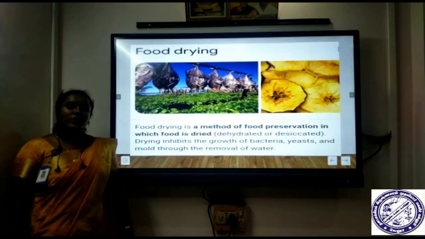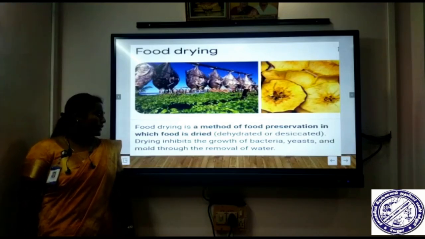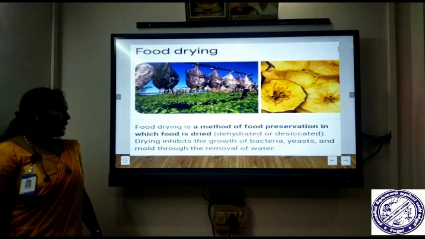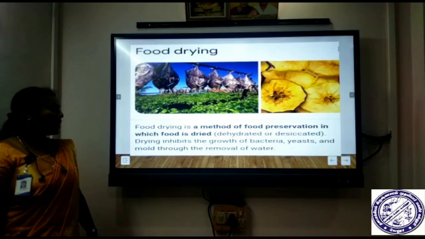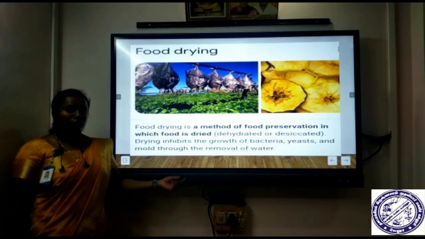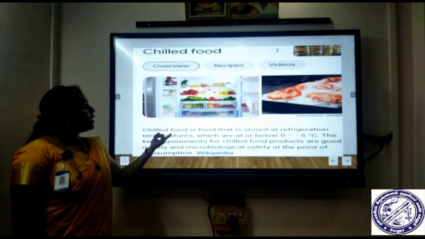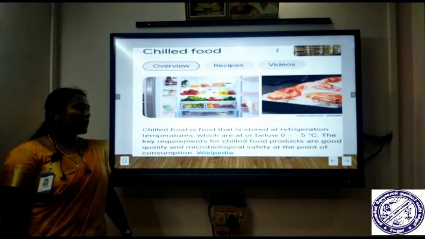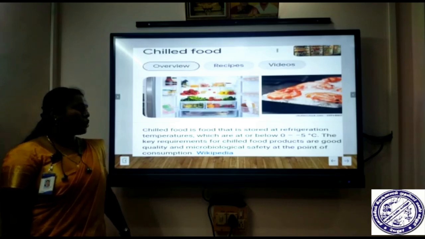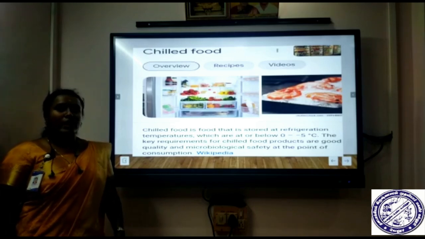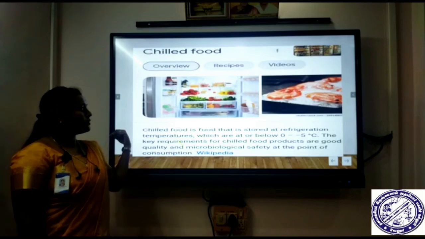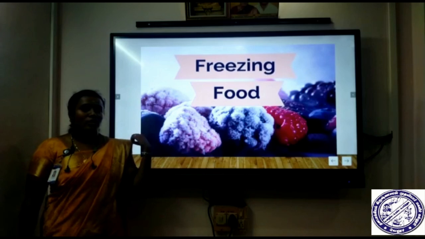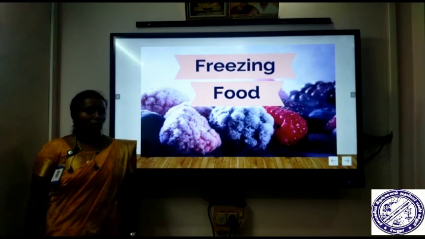Next one is food drying. Food drying is the oldest method and also a manual method. Food drying is a method of food preservation in which food is dried. Drying inhibits the growth of bacteria, yeast and mold through the removal of water. Next one is chilled food. Chilled food is food that is stored at refrigeration temperature, at or below 0 degree to minus 5 degree Celsius. Next one is freezing. We already know freezing. This low temperature method is called freezing.